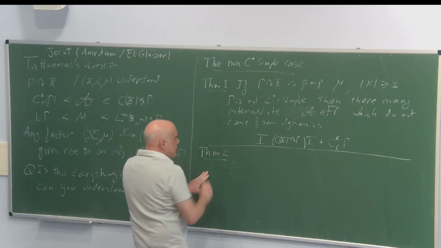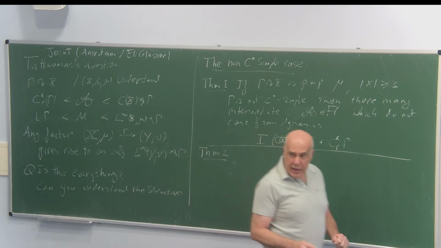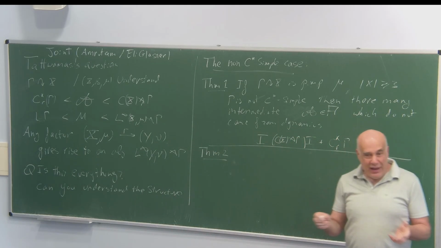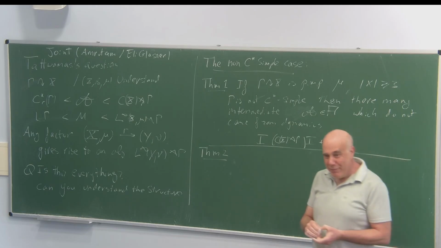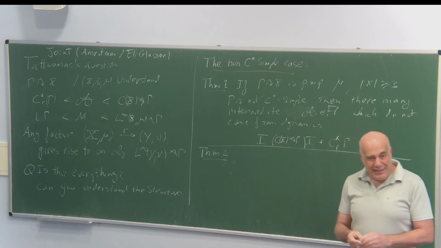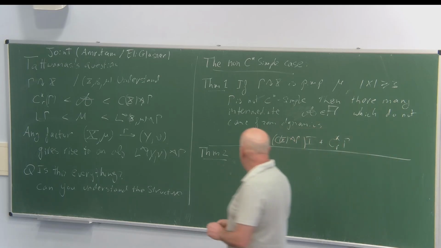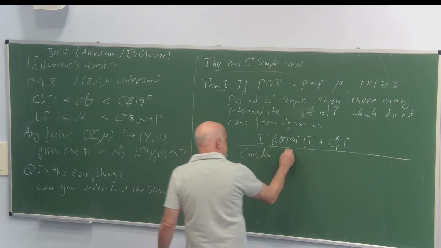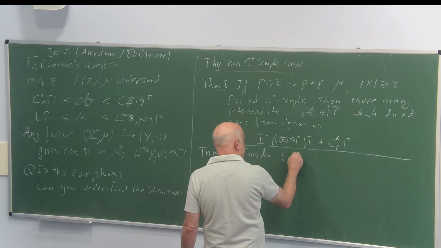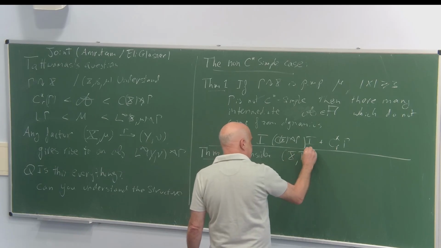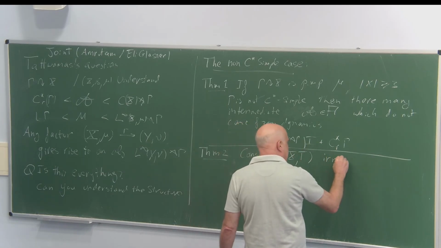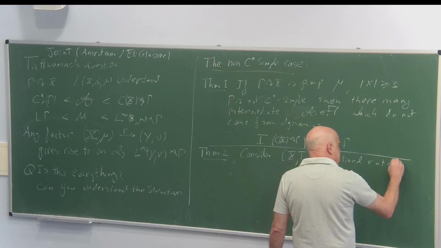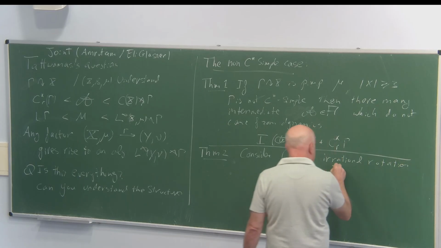We give a complete classification of all such algebras, but in the most simple situation that you can come up with. So consider the system xt, which is just an irrational rotation on the circle.